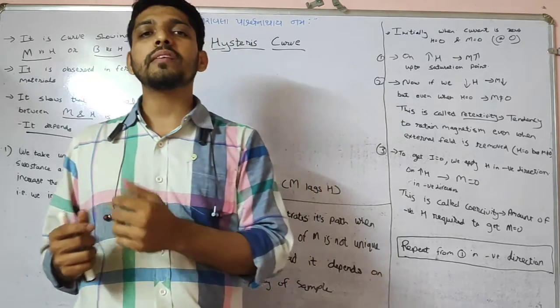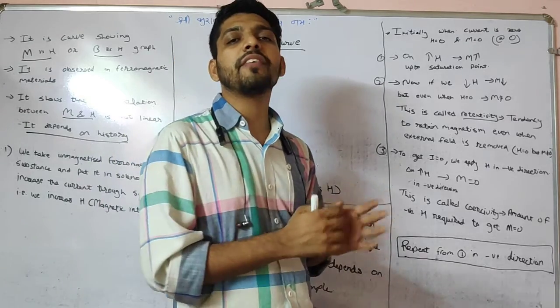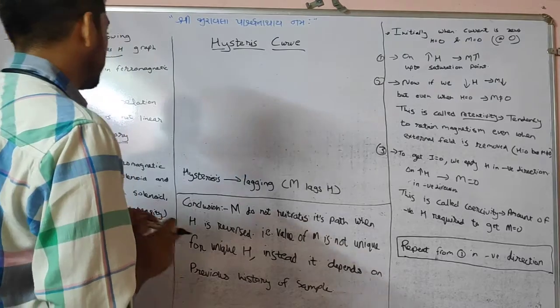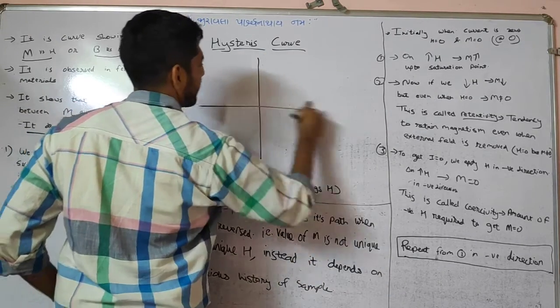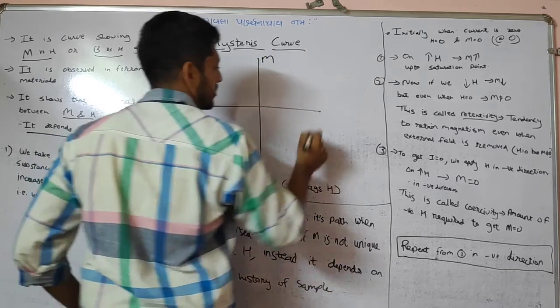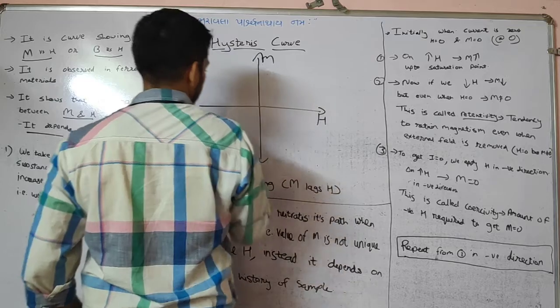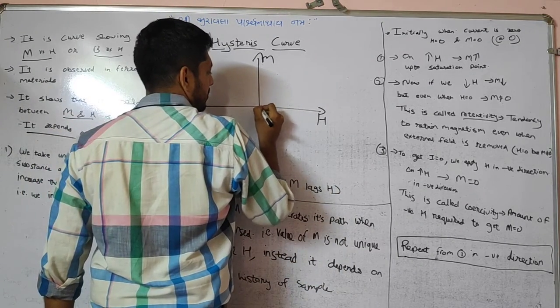Due to that, what will happen inside the ferromagnetic material? The ferromagnetic material will also start behaving as a magnetic material. So first of all, we'll start to draw the graph. The graph is M versus H. This is the positive direction, this is negative, this is also negative direction. At this point we'll say 0.